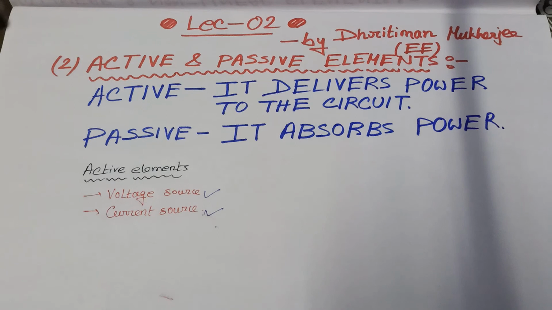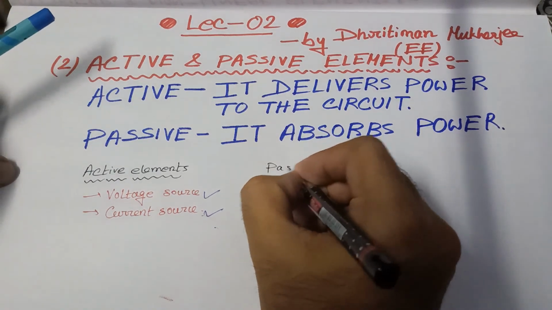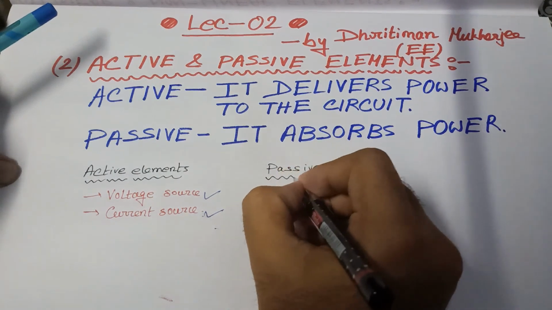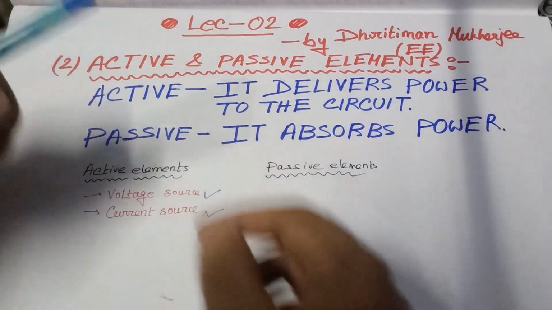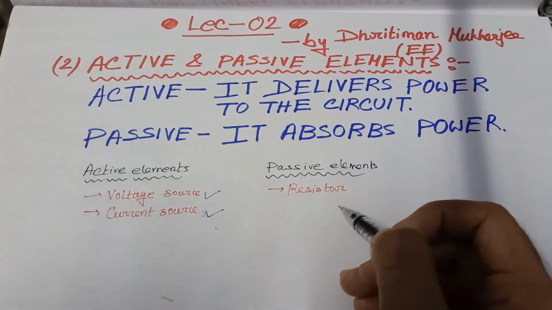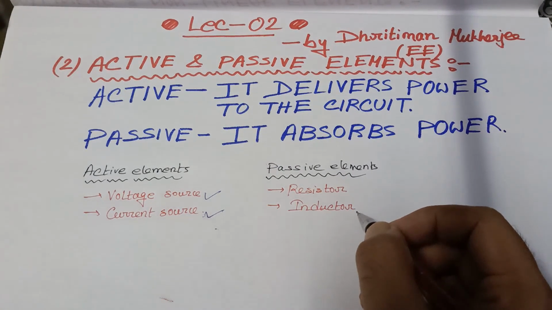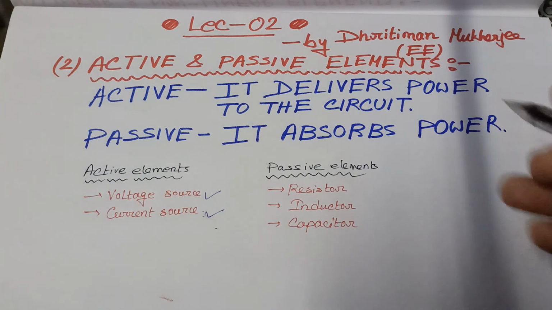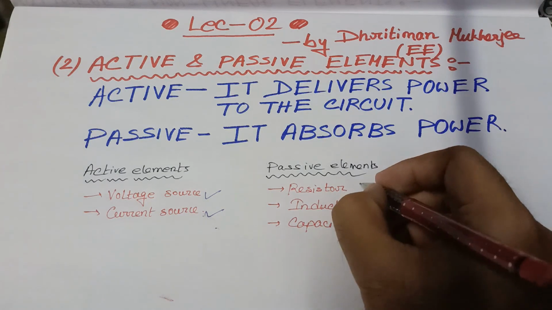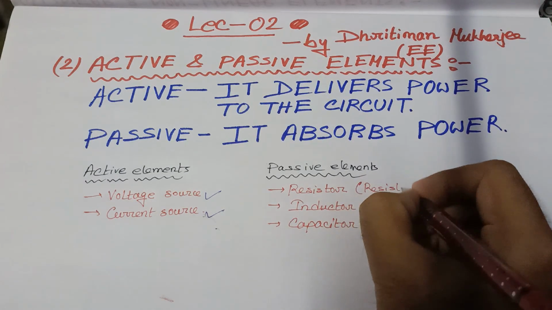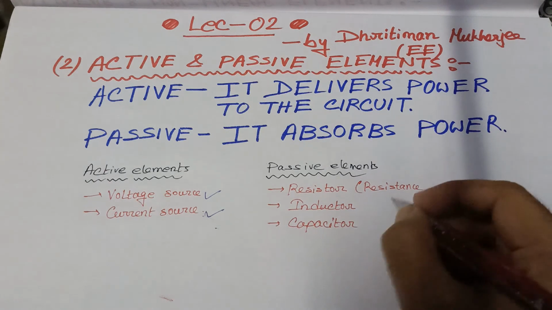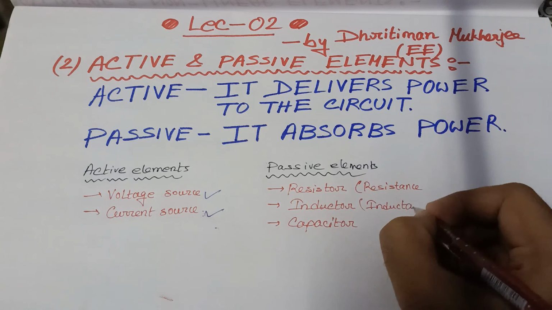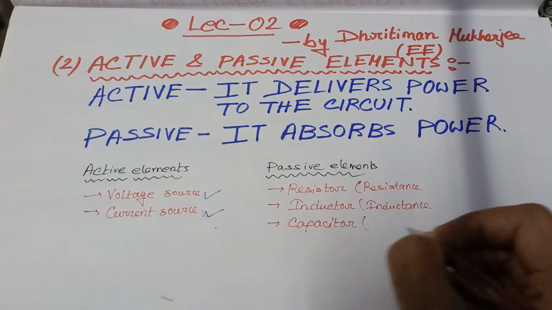Okay. And what are the passive elements of a circuit? Passive elements. See, first one is resistor, inductor, and capacitor. Okay. So the property that a resistor has is resistance. Inductor has inductance, and capacitor has capacitance.